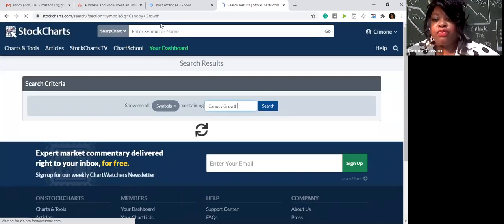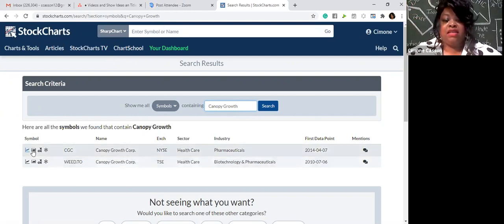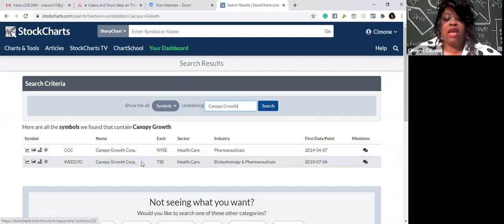All right. So the reason why I picked Canopy Growth is because there were a couple of things that I wanted you guys to see. When we're looking at Canopy Growth, this is the symbol. This will tell us how you want to see the chart, if you want to see it with candlesticks and all that other good stuff. That tells you right through here, right?